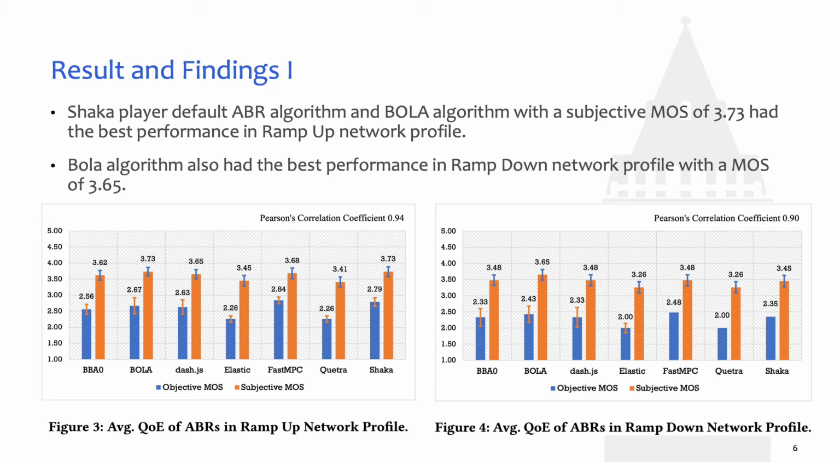In both cases, the range of scores is between 1 and 5, in which 1 stands for worst experience and 5 stands for excellent quality of experience. As can be seen, Shaka Player's default ABR algorithm and the BOLA algorithm, with a subjective MOS of 3.73, had the best performance in the ramp-up network profile, and the BOLA algorithm had the best performance in the ramp-down network profile with a MOS of 3.65.